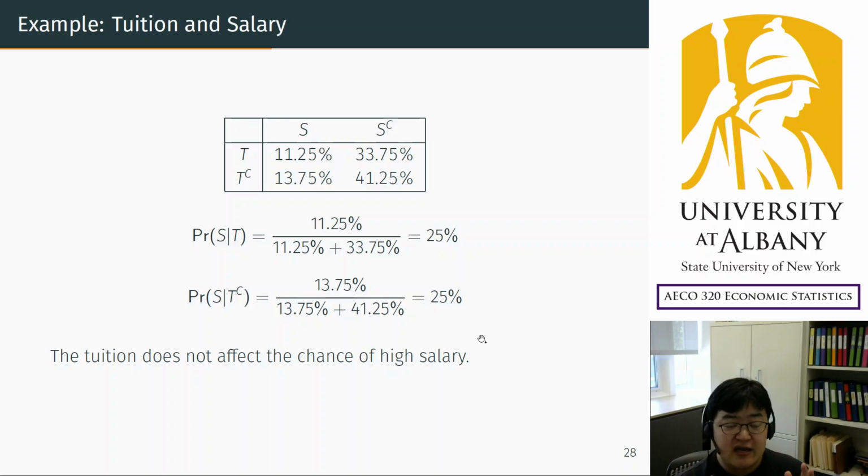So based on the data, of course, unreal, it's not real. Based on these numbers, we can say that tuition does not affect the chance of high salary, right? Either you attend a high tuition school or a low tuition school, the probability of high salary is the same. So that's our conclusion. This is what we have done in our previous slides and videos. We are going to go one step further. This is a very special case, right?